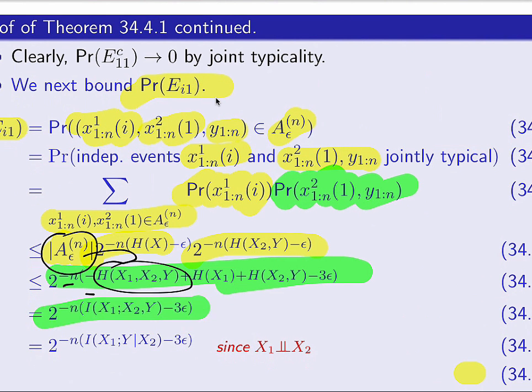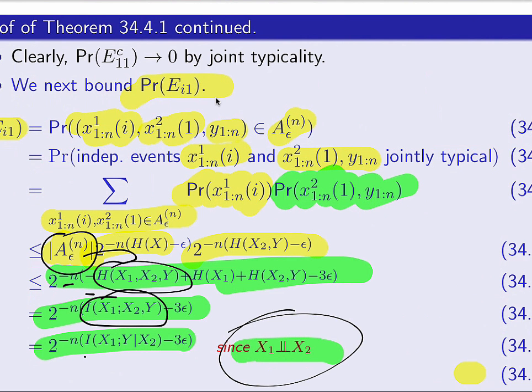And then since x1 is independent of x2, we use the chain rule of mutual information to say that that's exactly equal to this bit here. So it's basically saying this mutual information here is equal to the mutual information between x1 and x2 plus the mutual information between x1 and y given x2. But the mutual information between x1 and x2 is equal to 0 thanks to this property here. And so therefore we get this last bit here.